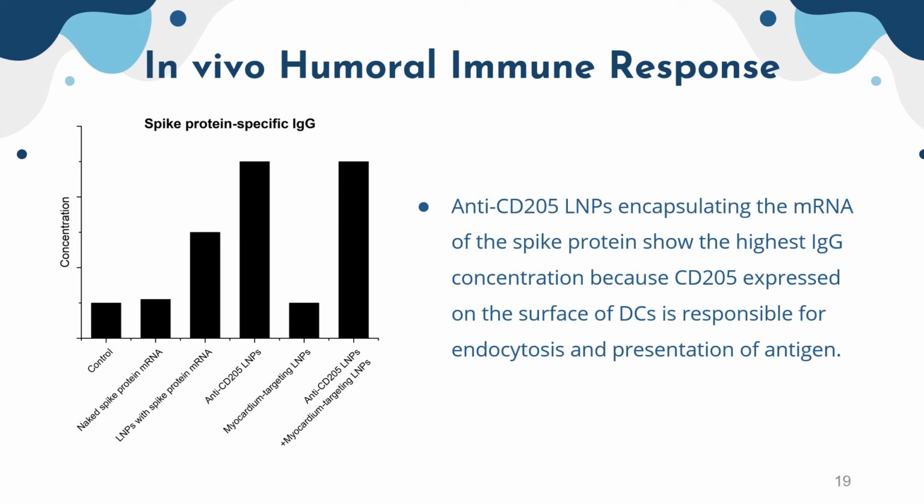For in vivo humoral immune response, the production of spike protein-specific antibodies determines the effectiveness of the vaccine. The groups with the injection of anti-CD205 lipid nanoparticles encapsulating the mRNA of the spike protein show the highest IgG concentration in the serum samples. This is because CD205 expressed on the surface of dendritic cells is responsible for endocytosis and antigen presentation. The humoral immune response is therefore stronger.